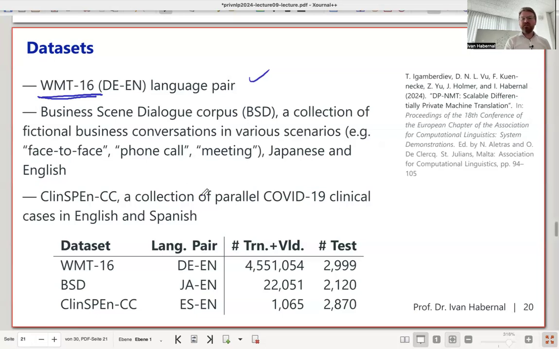And the other, which is also interesting, is clinical cases for COVID. I think there is some personal data in this. I don't remember exactly the details of this corpus, but it's considered to be somehow sensitive because there are clinical notes of people in there. So we took those, and as you see, they vary in size. We have over 4 million training points for this WMT because it's big, and the other ones are much smaller.